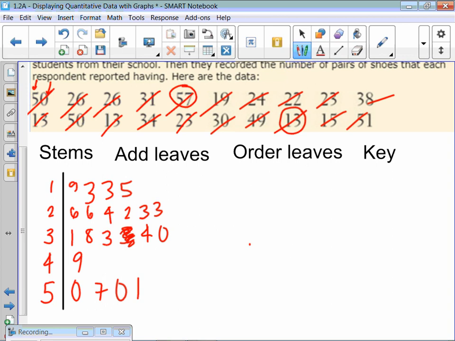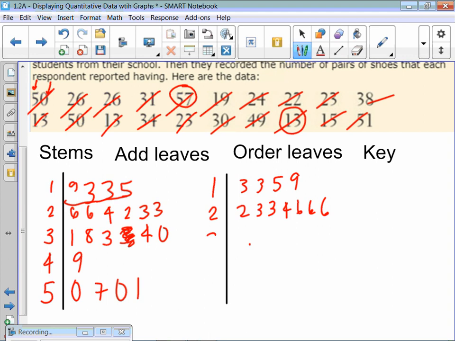All right. Then you put it in order, and it does go faster, I really think, if you do it this way. So now in order, I have to go 3, 3, 5, 9. And then 2 would be 2, 3, 3, 4, 6, 6. And then 3 would be 0, 1, 3, 4, 8. Hopefully I did all right. 49, 50, 50, 51, 57.